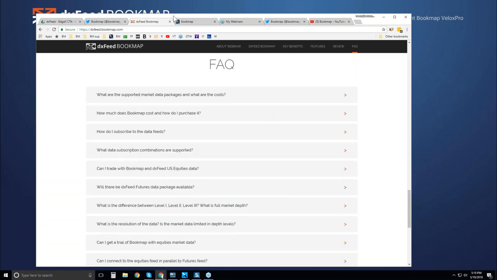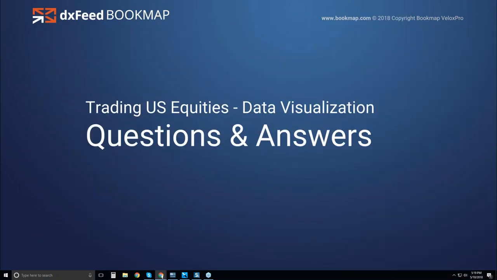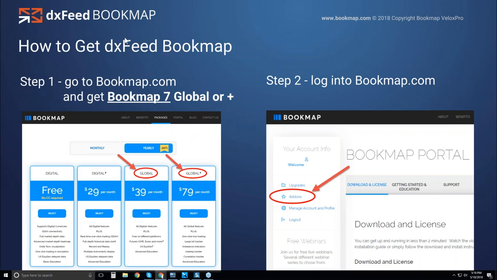We can go over more questions that you have. Feel free to ask. I want to show you here how you can get Bookmap in the process that you go through for this dxFeed Bookmap. So first, for step one, go to bookmap.com, and you're going to need Bookmap 7. That's a beta version, the latest build. Click on the packages up here. You need Global or Global Plus. These are the two different versions. Now, you can subscribe yearly or monthly. Select that and start to go through the process.